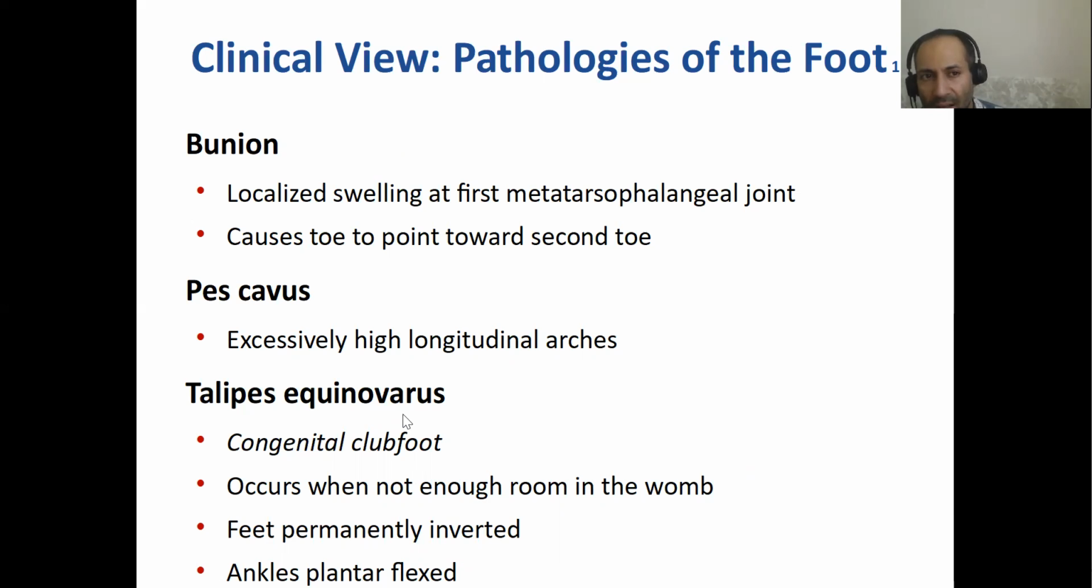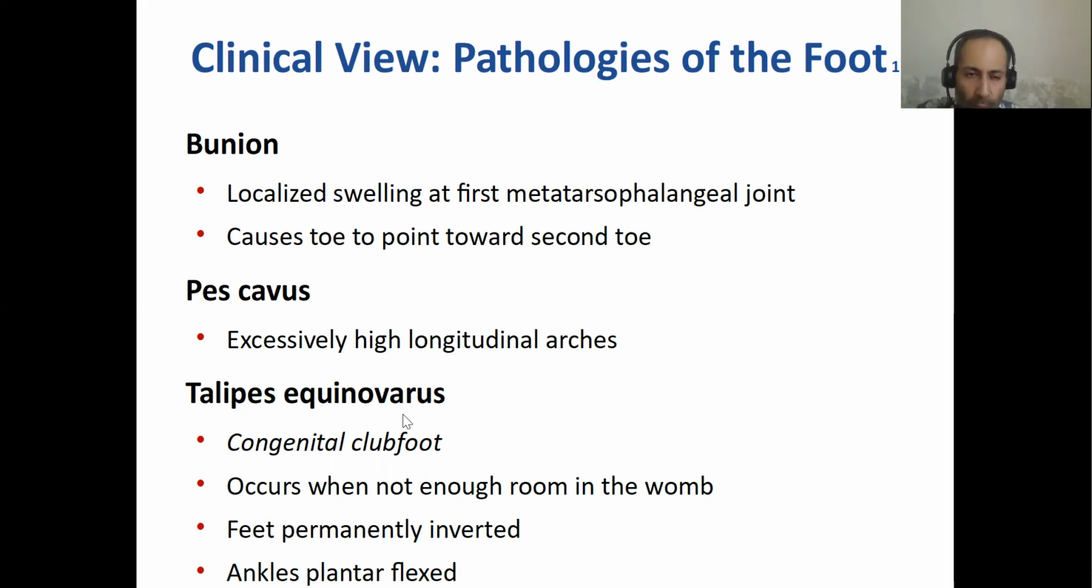Pes cavus. This is something called a claw foot. Literally, your foot looks like a claw, with excessively high longitudinal arches. A claw foot is most common in twins because they're cramped for space, or in a difficult labor. So the foot is kind of arranged like that.